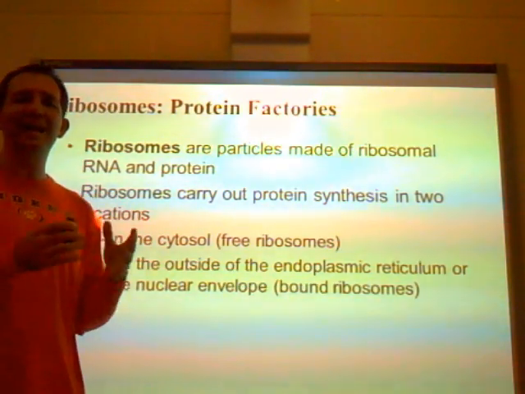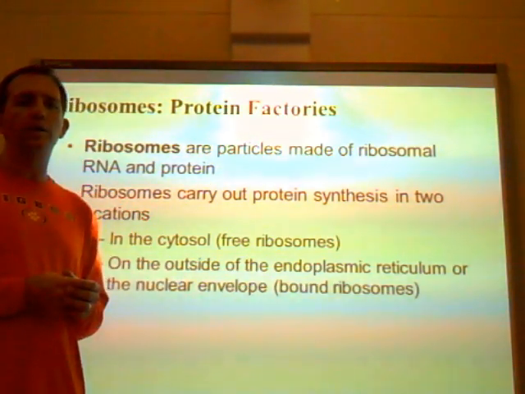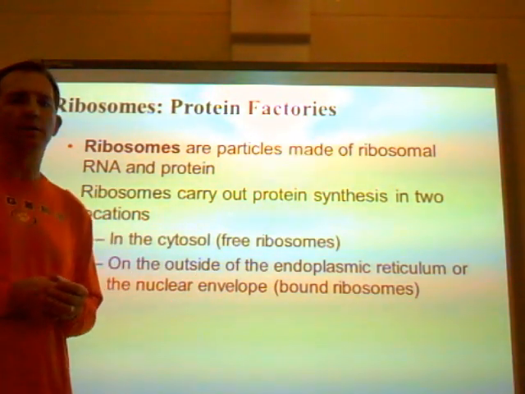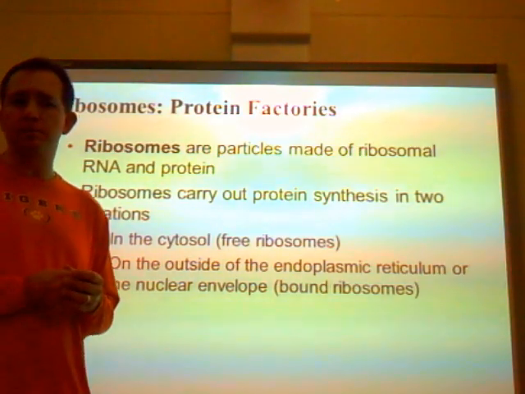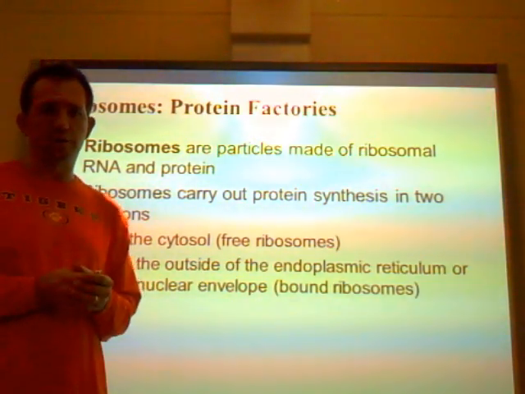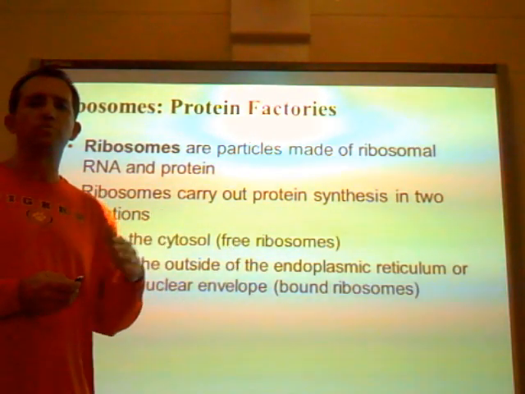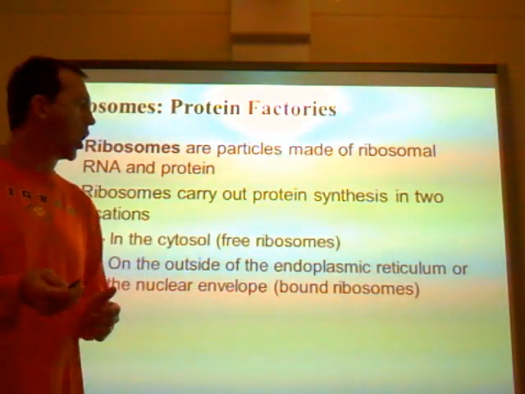These are actually connected to what we call endoplasmic reticulum. When they are connected to endoplasmic reticulum, we call this type of endoplasmic reticulum rough endoplasmic reticulum. So you have two different types. There's rough as well as smooth. Rough contains ribosomes, smooth does not.